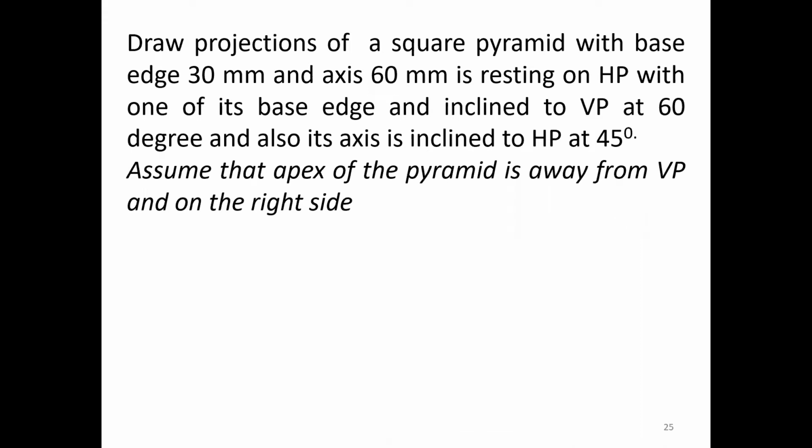The next problem from the projection of solids is projection of a square pyramid. Draw the projection of a square pyramid with base edge 30 millimeter and axis 60 millimeter, resting on the horizontal plane with one of its base edges, inclined to the vertical plane at 60 degree, and also its axis inclined to the horizontal plane at 45 degree. Assume that the apex of the pyramid is away from the vertical plane and is on the right side of the observer.